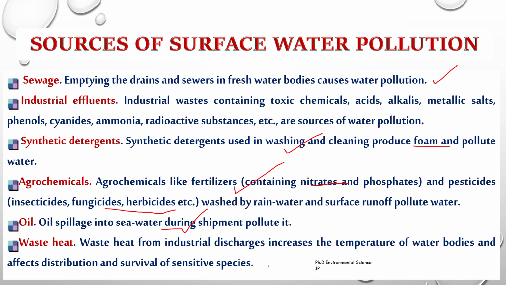Then last is waste heat. Discharge of heated water from industrial processes into rivers or lakes can increase water temperature beyond natural levels. This thermal pollution reduces oxygen levels, disrupts aquatic habitats, and can affect the distribution and survival of sensitive aquatic species. For example, cooling water discharged from power plants into rivers can disturb the ecosystem balance and threaten fish populations adapted to specific temperature ranges.